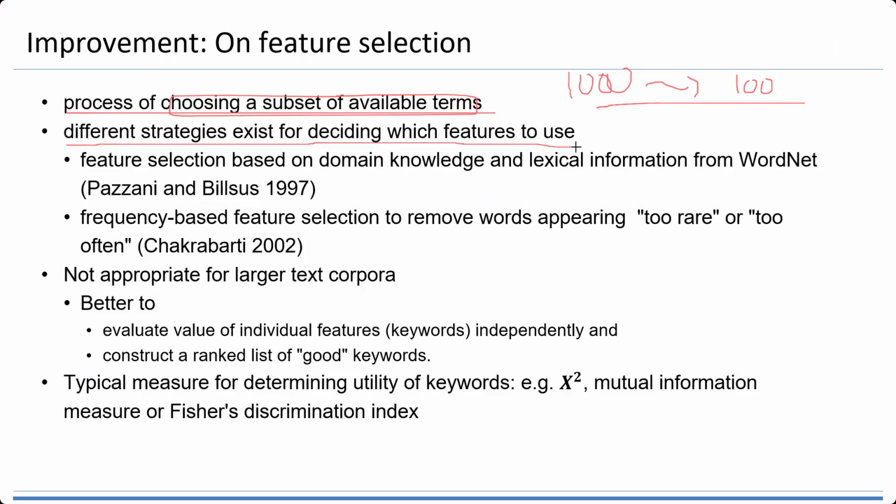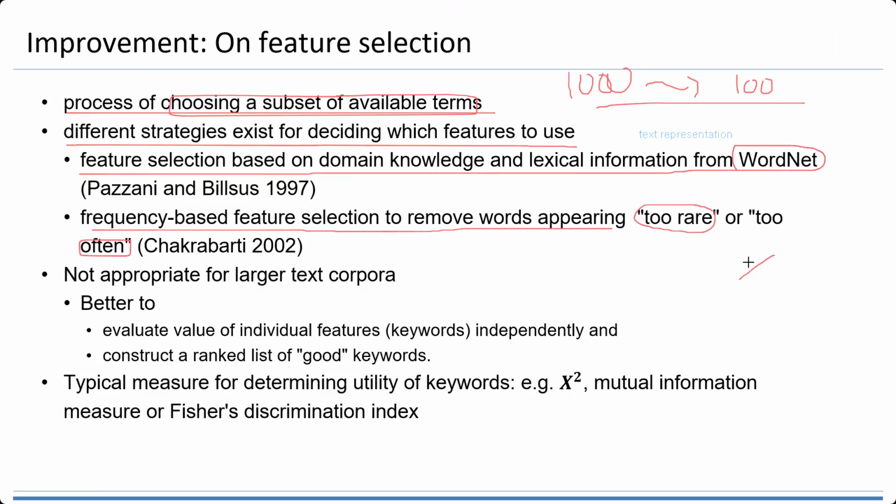Different strategies exist for deciding which features to use. One is feature selection based on domain knowledge and lexical information from WordNet. If we use this kind of content-based recommendation system, usually we work mostly with the text representation. If we have domain knowledge, or use WordNet, then it will improve the feature selection. Or we can use frequency-based feature selection to remove words that appear too rarely or too often.